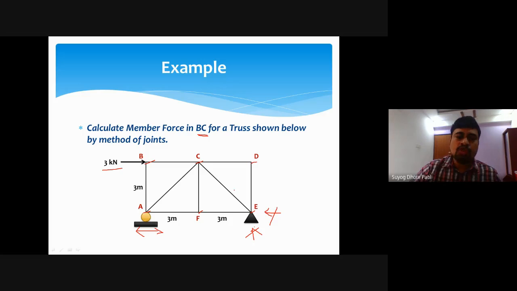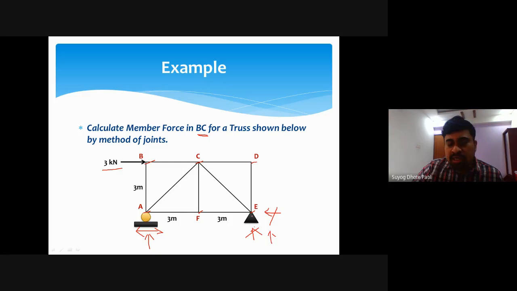So first of all, step 1 will be to calculate the support reaction at joint A and the support reaction at joint E. Reactions come into the picture when there is a restriction in any direction of movement. Here is a roller support, which can move in the horizontal direction but cannot move in the vertical direction, so there will be a reaction in the vertical direction.